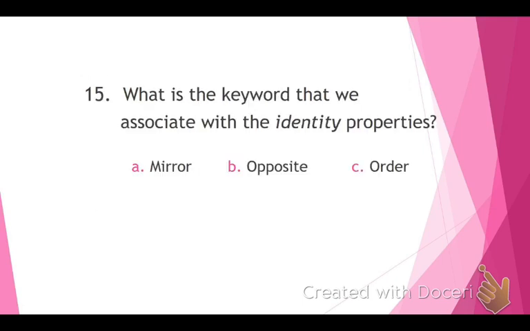Last one today on our review sheet, and you are going to want to know these for your test, what all the key words are. So right here, what is the key word for identity, class? Mirror. Mirror is correct. Okay?